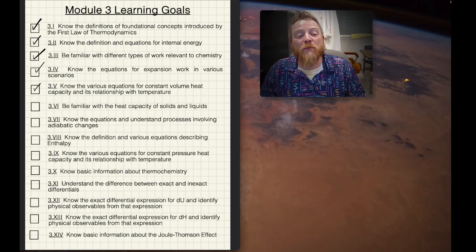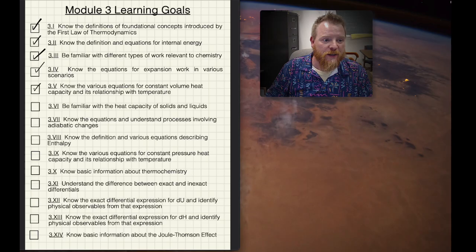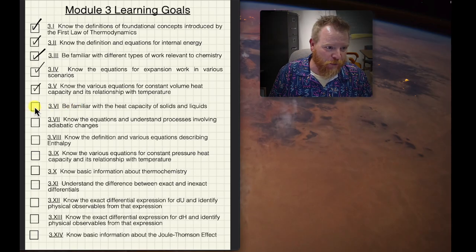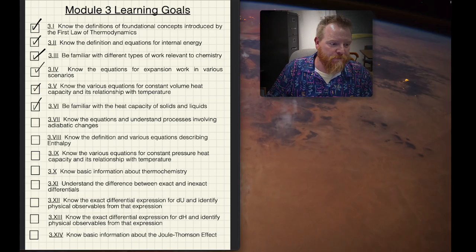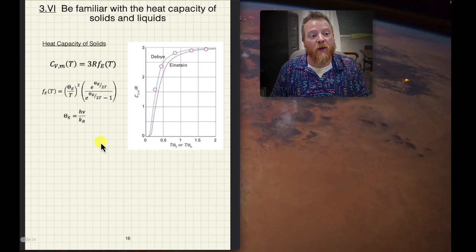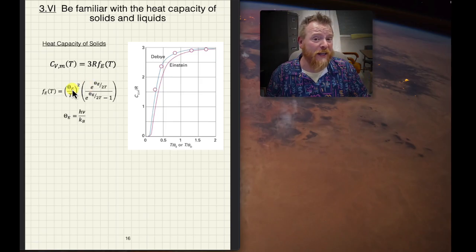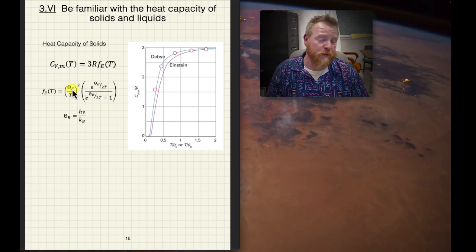Okay, folks, I just want to briefly talk about the heat capacity of solids and liquids. So you notice that this is a be familiar learning goal, so we're only going to touch on this briefly. If we first look at the equation for the heat capacity of solids, it's pretty complicated looking at first, but we can actually distill this down to some pretty simple terms.